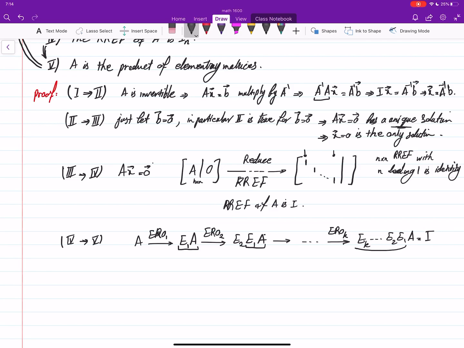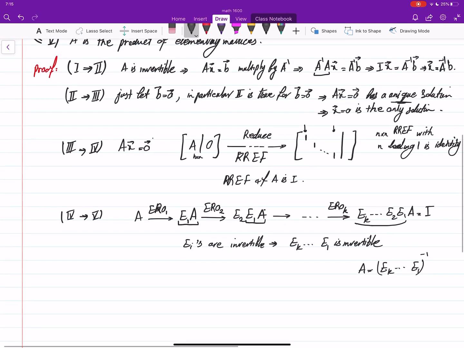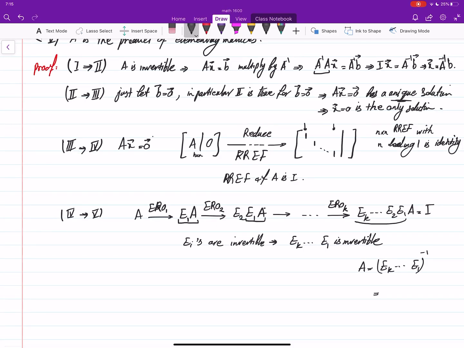Now these guys are invertible matrices. All elementary matrices are invertible, so the product of the Ei's is invertible. Then Ek up to E1 is invertible. And that means that I can multiply both sides by the inverse of Ek up to E1, and we get A equals (Ek up to E1) inverse. You know how the product and invertibility work: you have the inverse of each one, but you order them in the opposite order. So E1 inverse up to Ek inverse.